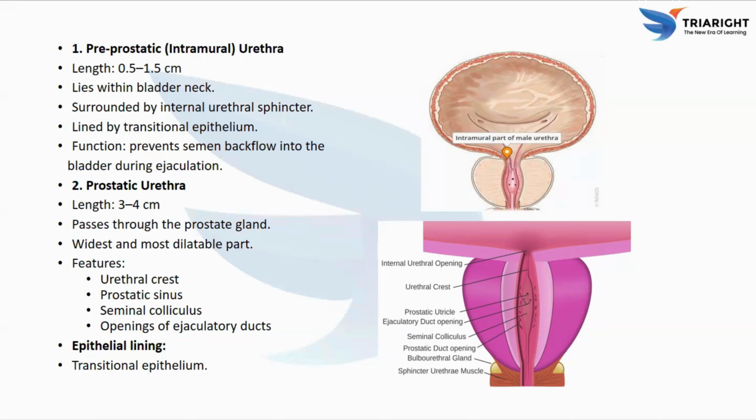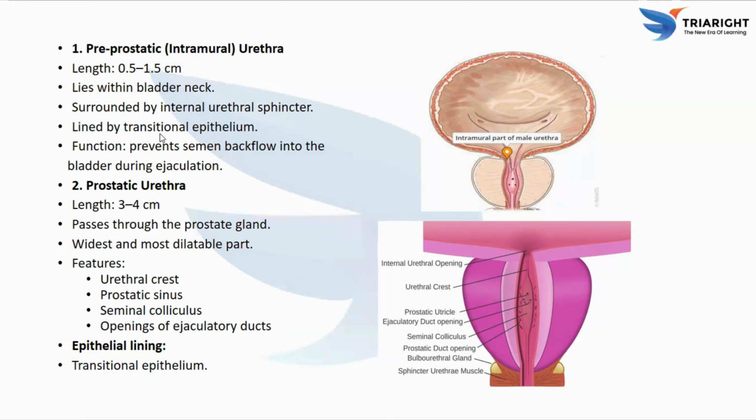So what is the pre-prostatic urethra? It is also called the intramural urethra. So where is it located? It lies inside the bladder neck. This is the part just before the prostate begins. You can see this picture over here. This is the intramural part of the male urethra. So how long is it? 0.5 to 1.5 centimeters. So this is a very short length actually.